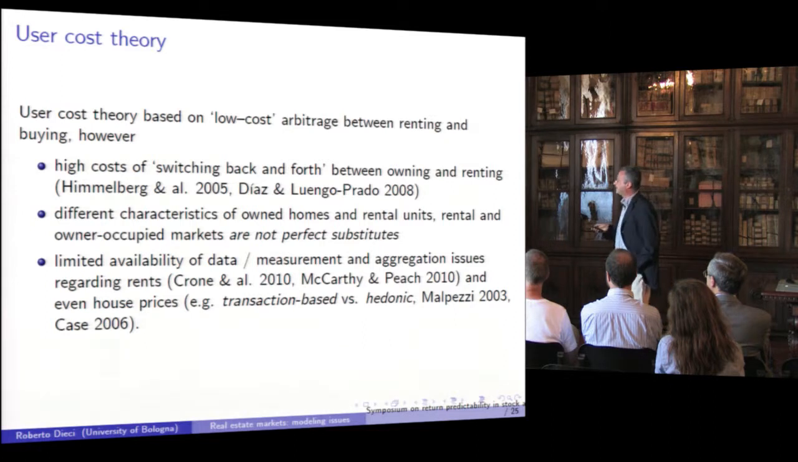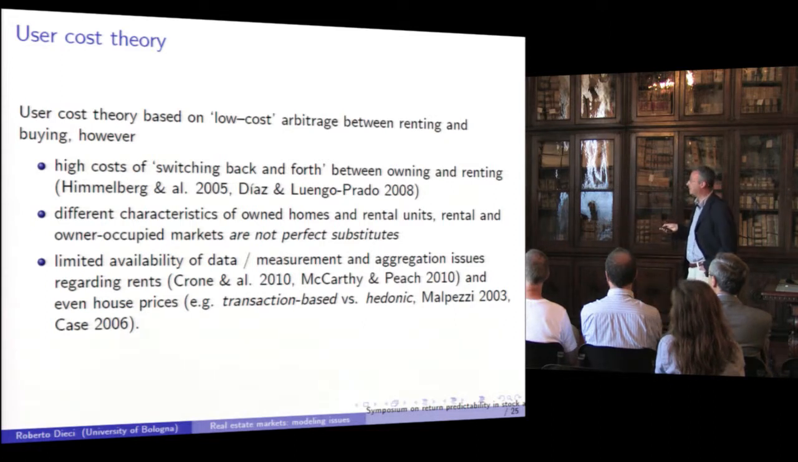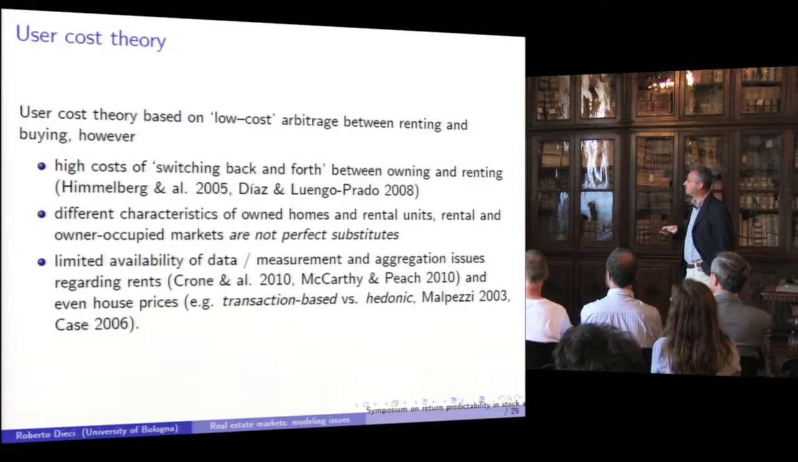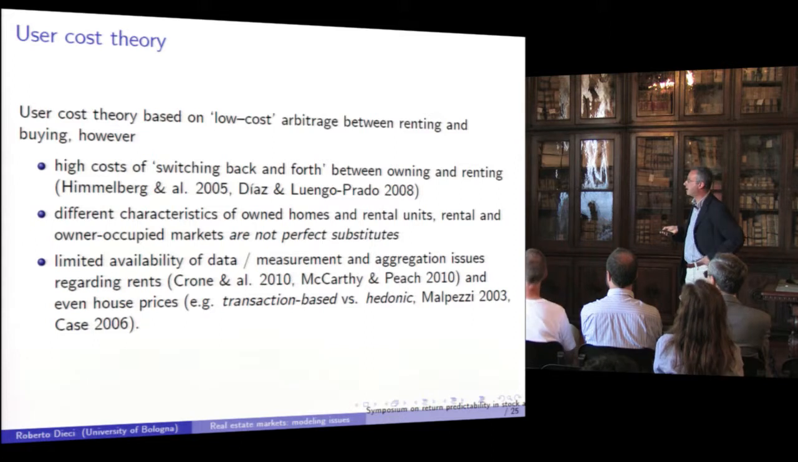Another point is that the user cost theory is based on a kind of low-cost arbitrage or no arbitrage between renting and buying. However, there are a number of issues here too, because there is a high cost of switching back and forth between owning and renting, of course. There are different characteristics on average between owned homes and rental units. So the two markets are not perfect substitutes.